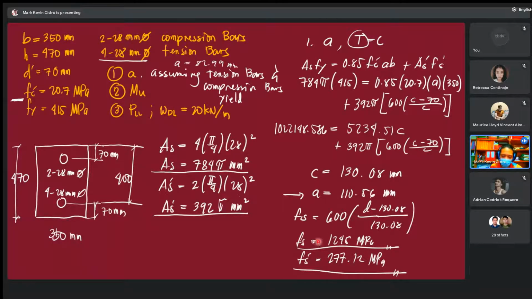So, you have the value of your Fs and Fs prime. Oh, we can now solve for Mu. Okay? We can now solve for Mu. How do we solve for Mu? We are at step number 3 now.